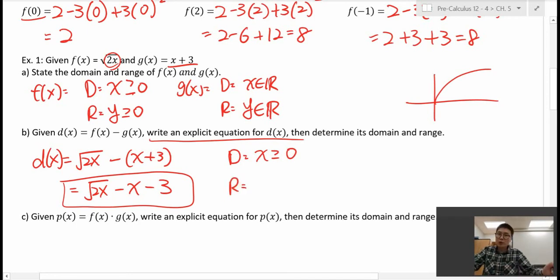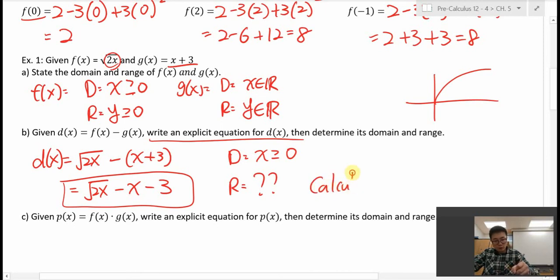Whereas the range, this one is less obvious. It's not something that we can tell easily. Okay, so I don't know. It's hard to tell. So I'm not going to worry too much about this. If you want to figure out the range for these kind of equations, definitely take calculus.